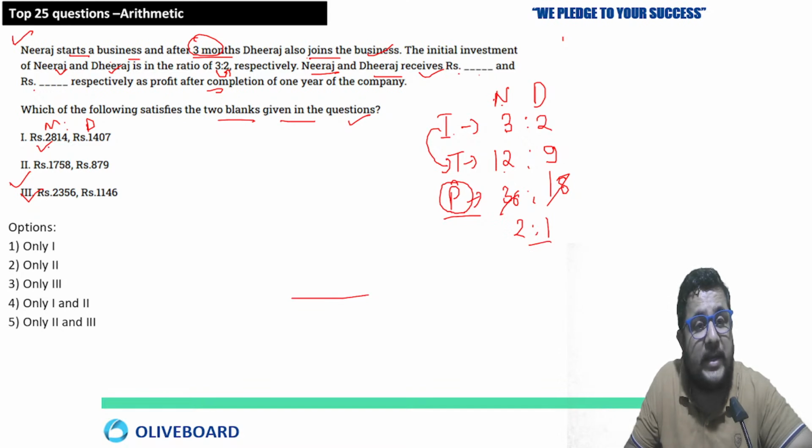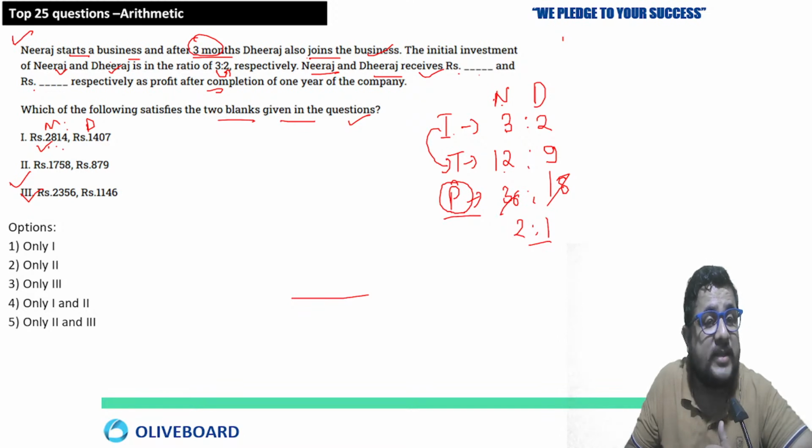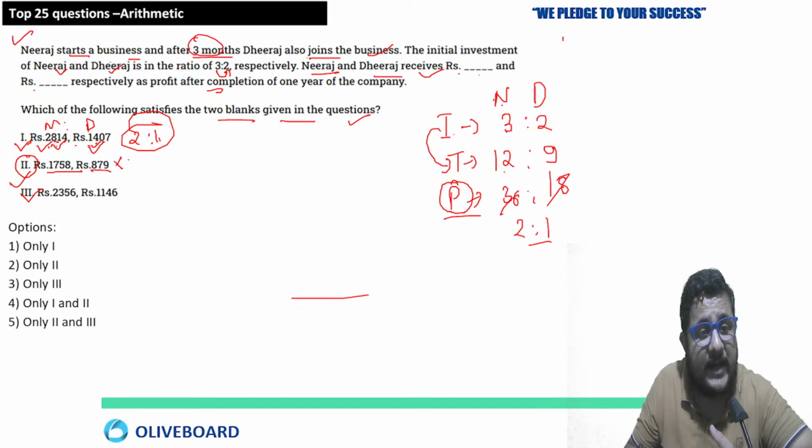Now, 2:1 means Neeraj will get double the profit. Neeraj's profit is going to be double that of Dheeraj. So just see here, 2814 and 1407 are their values. 1407 multiplied by 2, are you getting 2814? Yes. So the ratio 2:1 is followed. So two blanks can be filled by these two values. Now the second, 1758 and 879. 879 multiplied by 2: 800 multiplied by 2 is 1600, 70 multiplied by 2 is 140, so 1740, and 9 multiplied by 2 is 18, so 1758. Yes, so the second also follows.